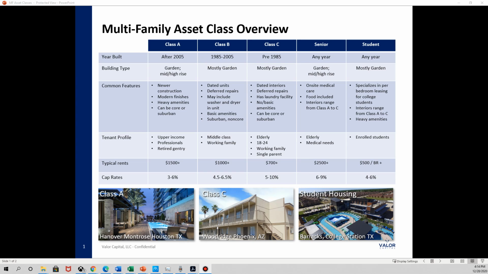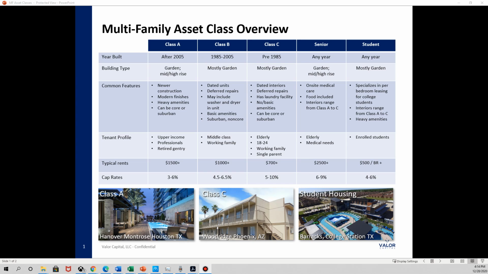The tenant profile of all three classes of A, B, and C also varies. Typically, Class A is going to have more upper income or apartment by choice. Class B and Class C are going to be more working class, middle class, and single parents. And then we see a lot of elderly residents who don't require medical assistance in Class C, and as well in Class B. And that's a good segue into senior housing.